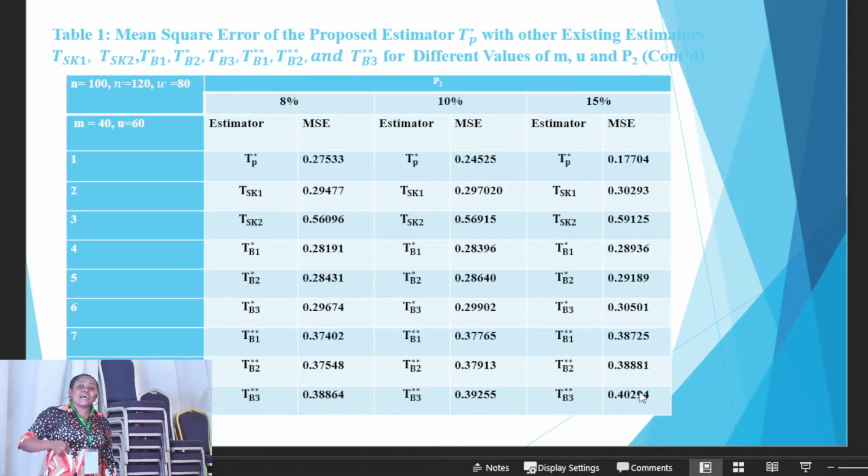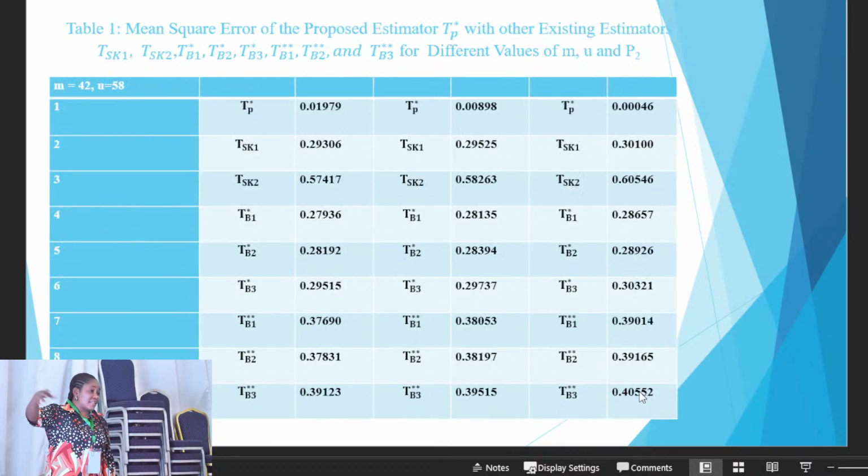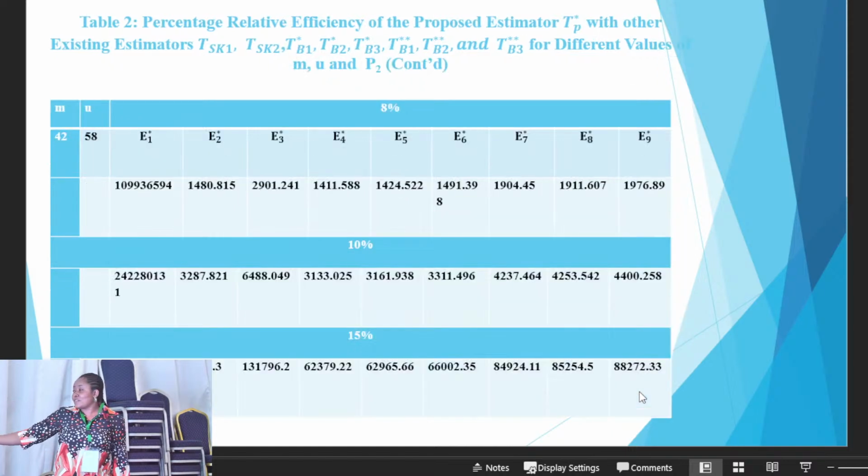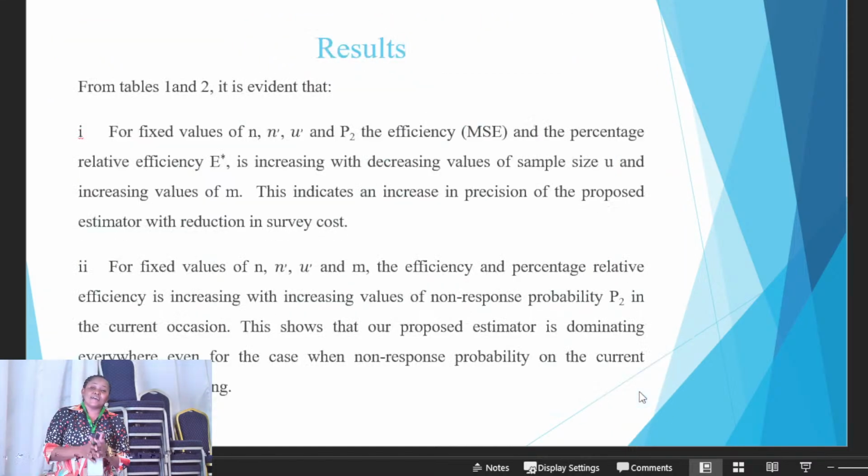One is that as the sample size in the second occasion is reducing, the estimator is getting better. And also as the proportion of random non-response is increasing, the estimator is getting better compared to every other case that was considered. So conclusively, that brings us to the end of our presentation.